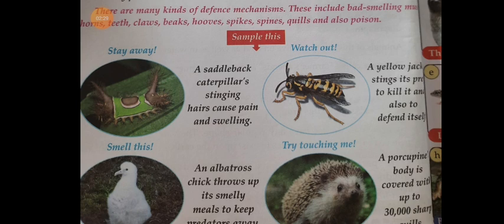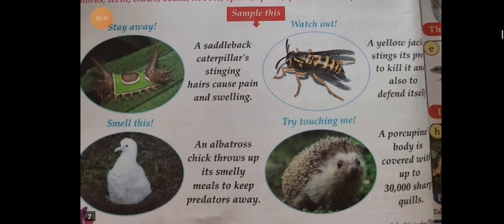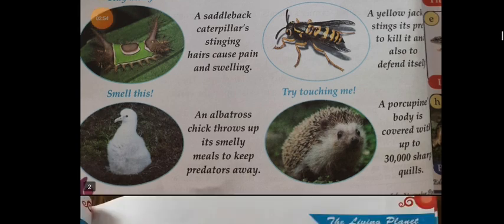See, some pictures are given here. A saddleback caterpillar's stinging hairs cause pain and swelling if we touch. Then next one, you see the smell of this. An albatross chick throws up its smelly meals to keep predators away. This is the way the animals protect themselves from other animals. Okay, so you just read that part, you can understand.